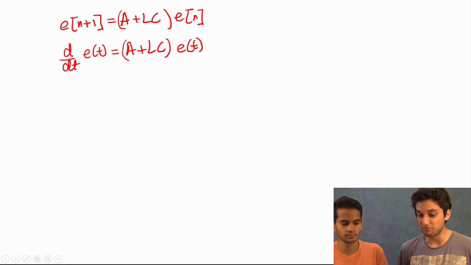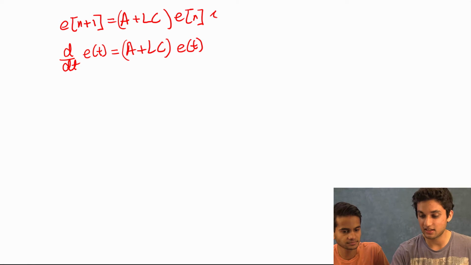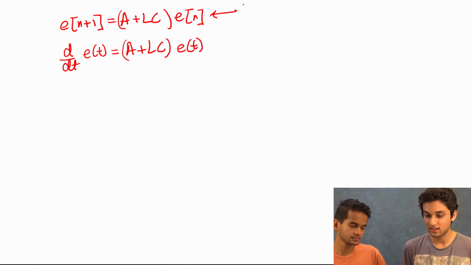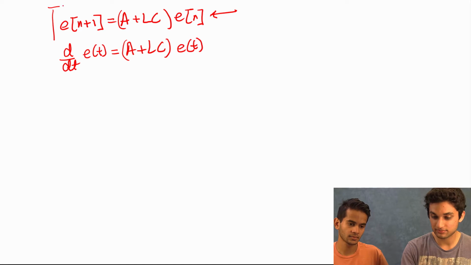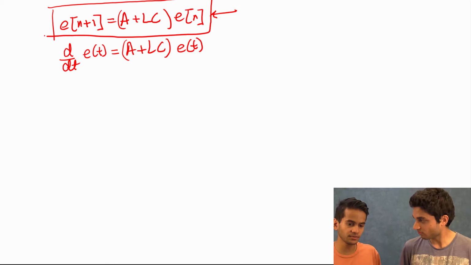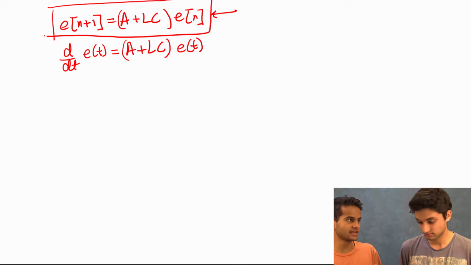OK, Savin, in a discrete time case, if you want an error term to go to 0 as time goes by, what does that tell you about this system? Well, for the error to go to 0 eventually, we want the system to be stable, right? Exactly. If we start off with some error, it eventually decays rather than blows up.